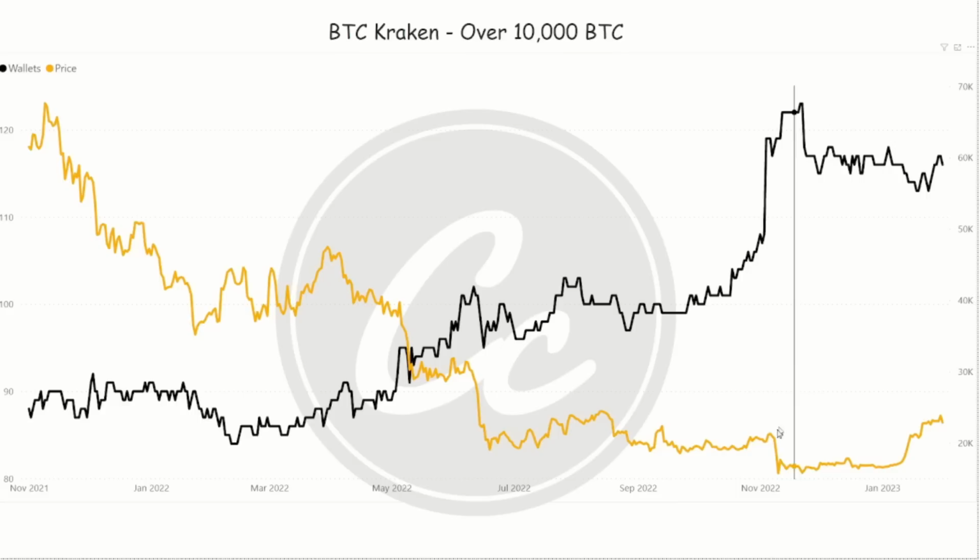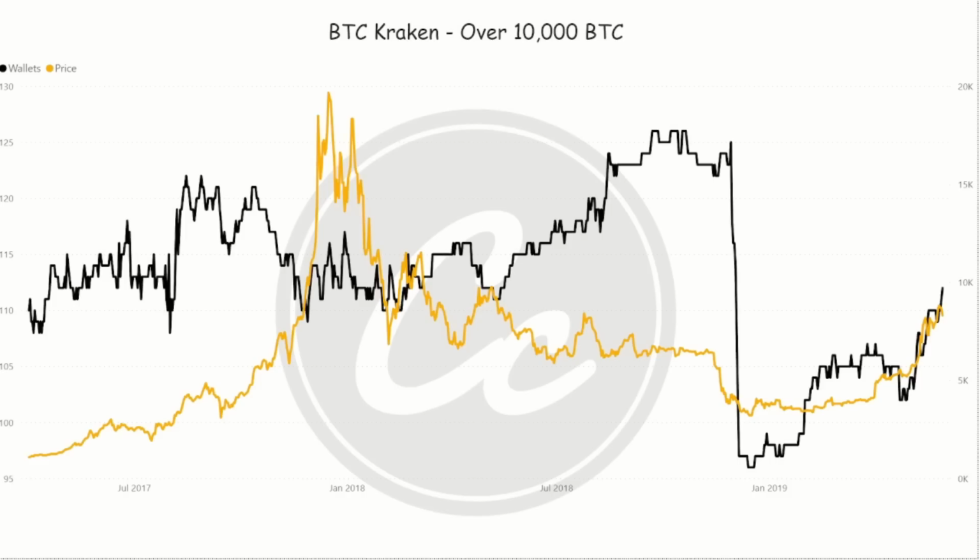The Kraken, the 10,000 Bitcoin wallets, have been accumulating during this bear market. It started to fluctuate a little bit around November time, right? But they have been accumulating during this entire bear market. Now, we've got to bear in mind, what do the Kraken-sized wallets normally do during these kind of bear markets? Well, they accumulate and then they basically flood the system with excess Bitcoin.